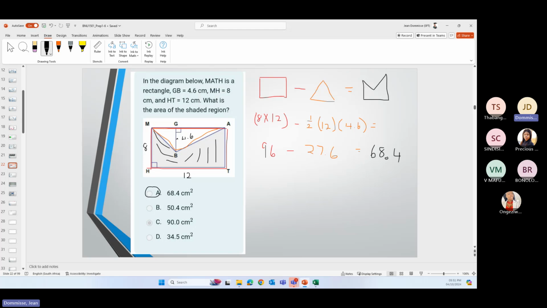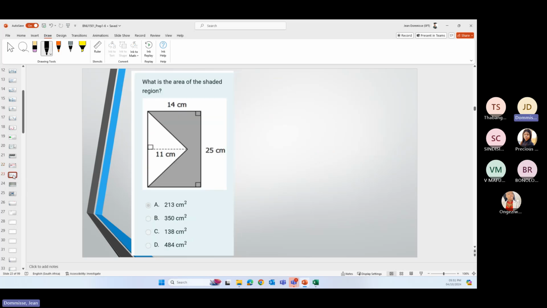So again, you can't go now and guess what that height is. They need to give it to you. Okay. So the next one is a very similar type of question.